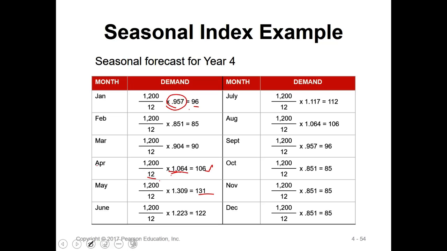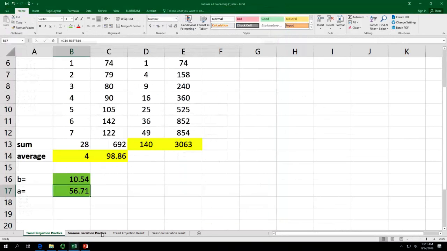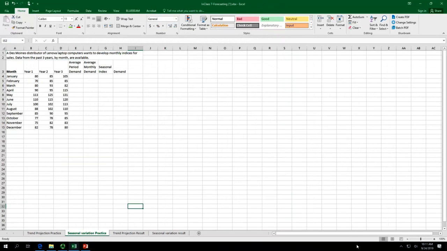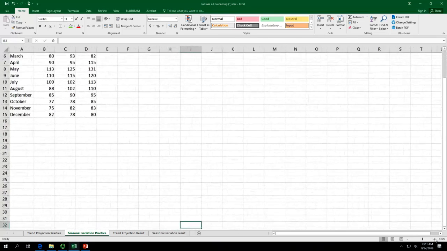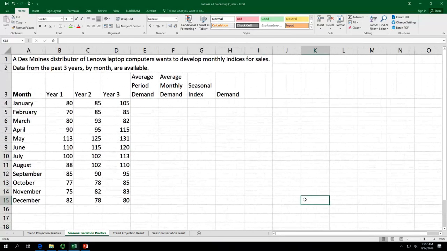And now we see even the next year, the average per month of computers is 100 computers per month. But some of the months they need more, some of the months they need less. Okay, so we are going to practice this one. Go to the second tab, seasonal variations. We are going to practice this.